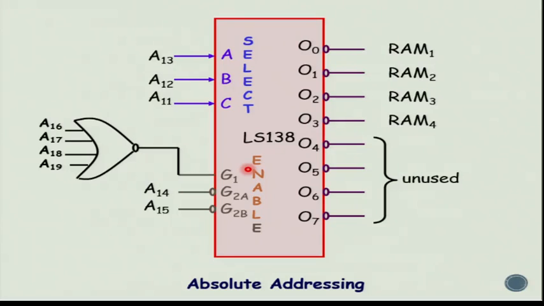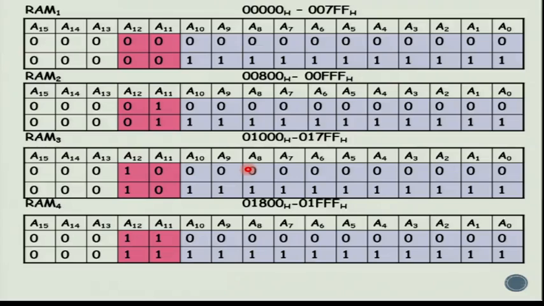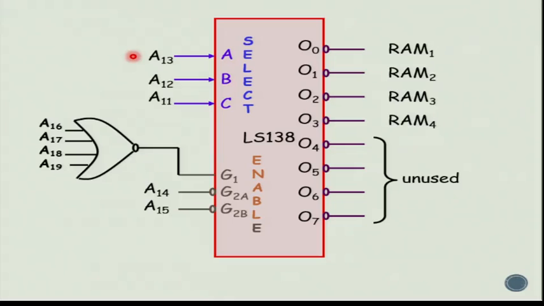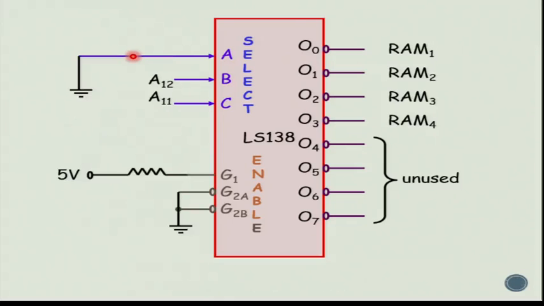Now it is not necessary to make use of all of them, because according to our memory map, what we require is only A11 and A12 to select between the RAM chips. So instead of using absolute addressing, you can also do incremental addressing, where you use only A11 and A12 to select between RAM 1, RAM 2, RAM 3 and RAM 4. This kind of addressing, where you use only the required address lines, is called incremental addressing.